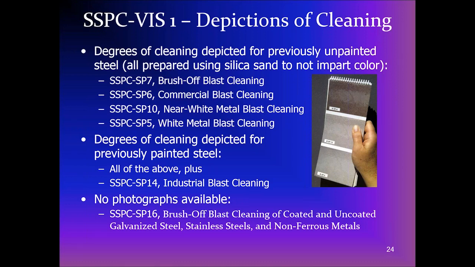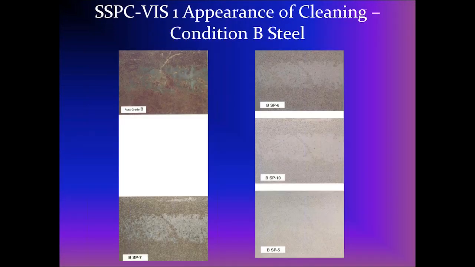There are no photographs available for SP16 brush-off blasting of the non-ferrous metals. So this is just for the steel blasting specifications. So here's an example of rust grade B. The initial condition is on the top left; bottom left would be a brush-off blast. Top right, commercial, near white, and then finally white. So that's the progressively increased grades of cleaning of that initial condition B.